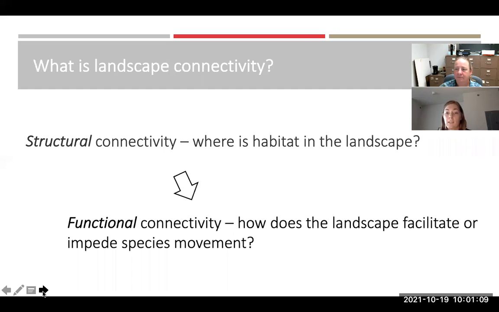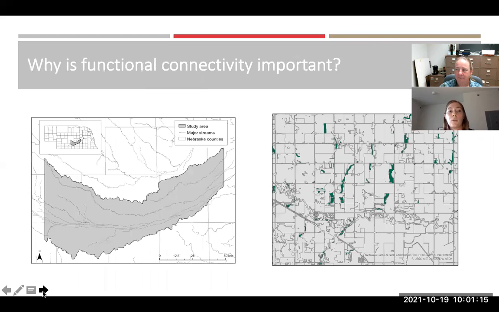So functional connectivity is really the term that I'm employing today, and it will be the focus of the work that I've been doing. So why is this functional connectivity so important? And our study area was basically the Central Platte River Valley from Lexington to Chapman, shown in that map on the left. And this is really a highly fragmented landscape.